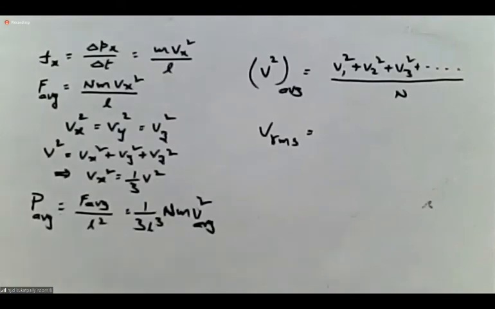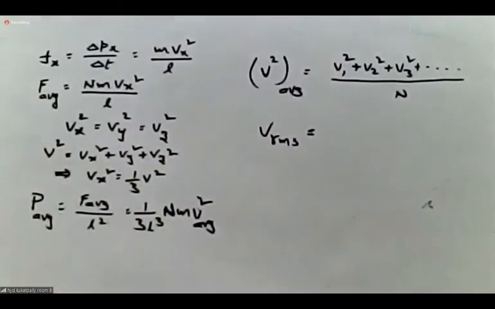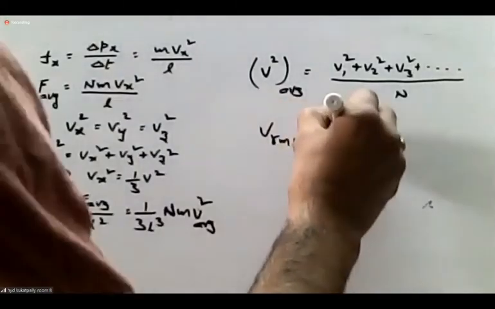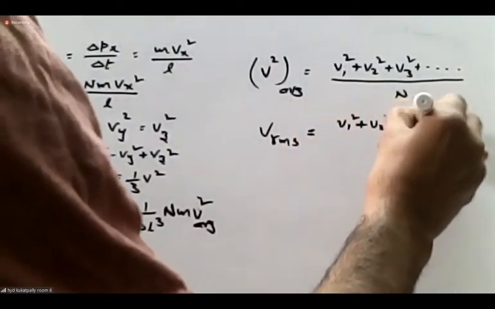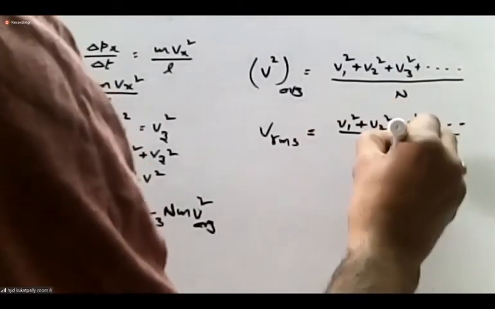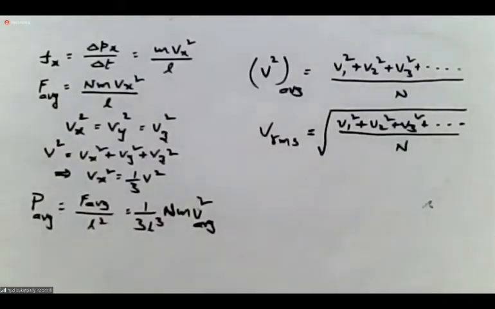I add one root term also for my convenience. Then I introduce the root of the mean of the square of velocities. So v1 square plus v2 square plus v3 square plus etc., divided by n, under root. This is called RMS velocity, a kind of average. It's a way of taking average.